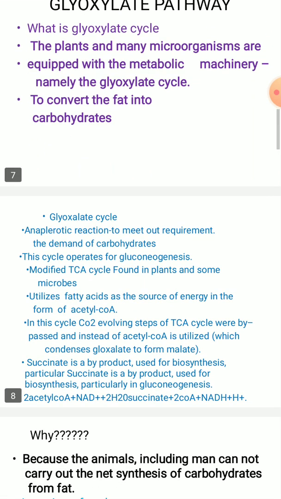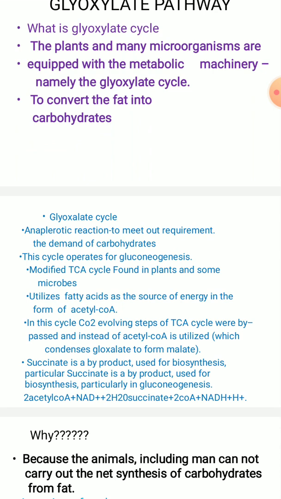What it explains, this glyoxylate cycle, is the reactions which happen in order to meet our requirements for the demand of carbohydrates especially. So this cycle is going to operate for the gluconeogenesis process, that is nothing but synthesis of glucose, that is from fat to glucose molecule or the carbohydrates.